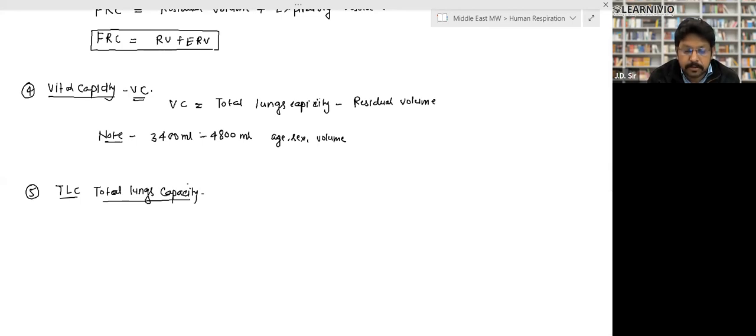and respiratory passages after maximum inspiration. So that is total lungs capacity, means the capacity of the lungs, right? Now have a glance. In case you have any doubt on any of the volumes, then please ask me.